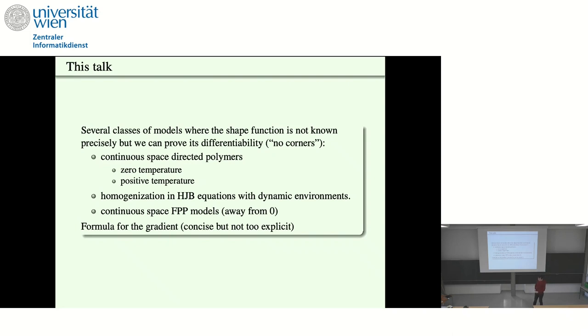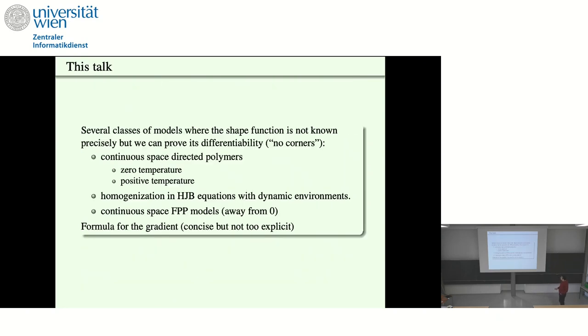So in this talk, I will give a simple proof of differentiability. Strangely, this is the first kind of result where I will give you a family of models that do not depend on just finitely many parameters. It's a large class where the shape function turns out to be differentiable, and these are the minimization problems that I already mentioned, in zero temperature. Positive temperature means we are considering Gibbs measures, polymer measures, instead of just minimizers of action.